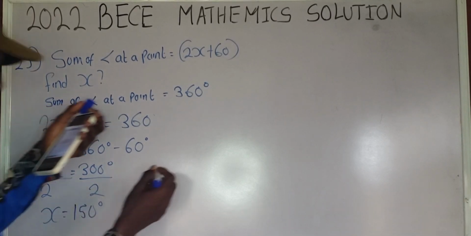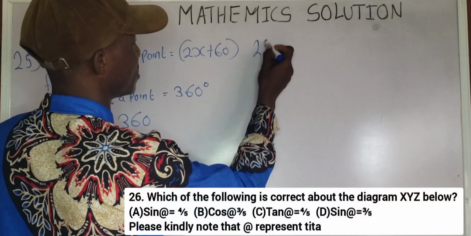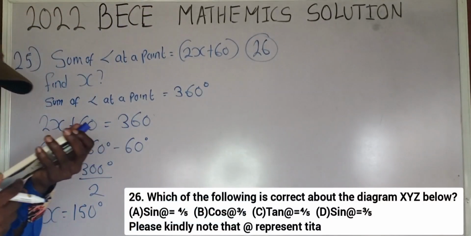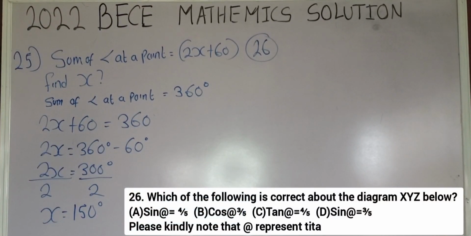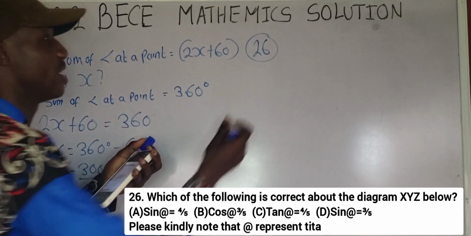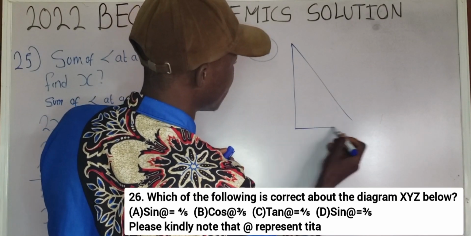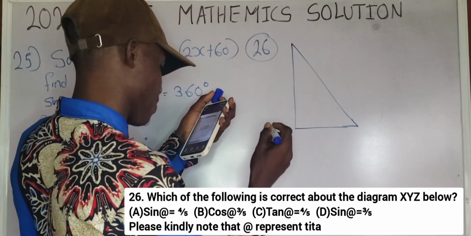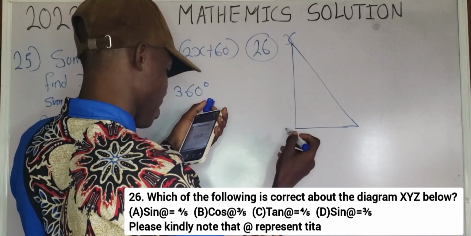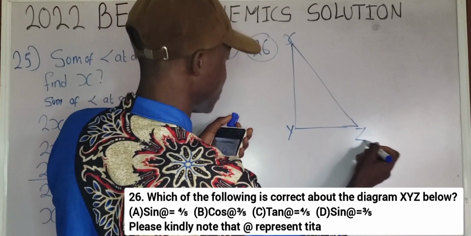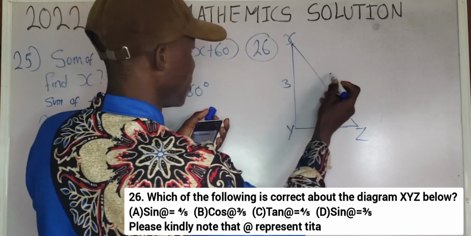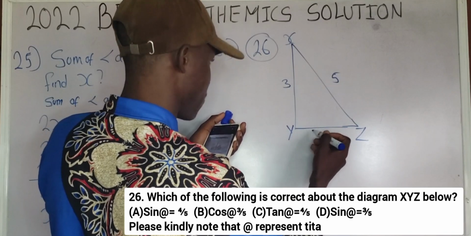Now let's proceed to question number 26. Which of the following is correct about the diagram X, Y, Z below? Okay, let me draw the diagram out. This is the diagram that we are referring to. We have X, we have Y, and we have Z. We have 3, we have 5, and we have 4.